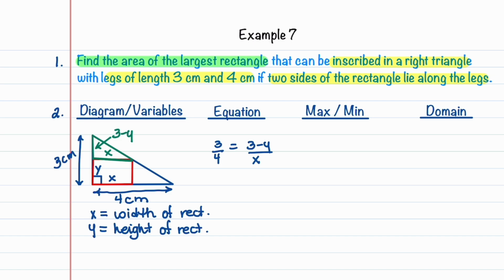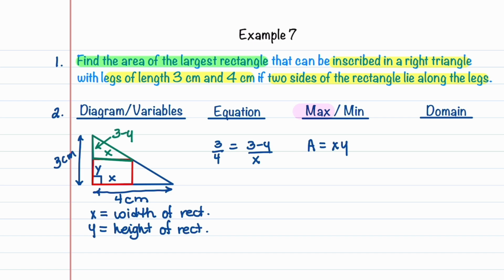Let's now move on to what we want to maximize or minimize. We want to find the area of the largest rectangle. So that means that we are going to maximize the area of the rectangle. So we need to write down the formula for that area. The formula for the area of our rectangle is x times y.